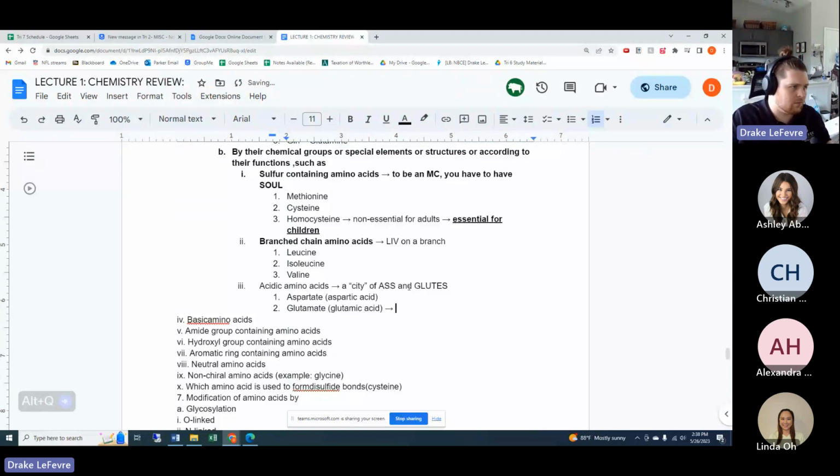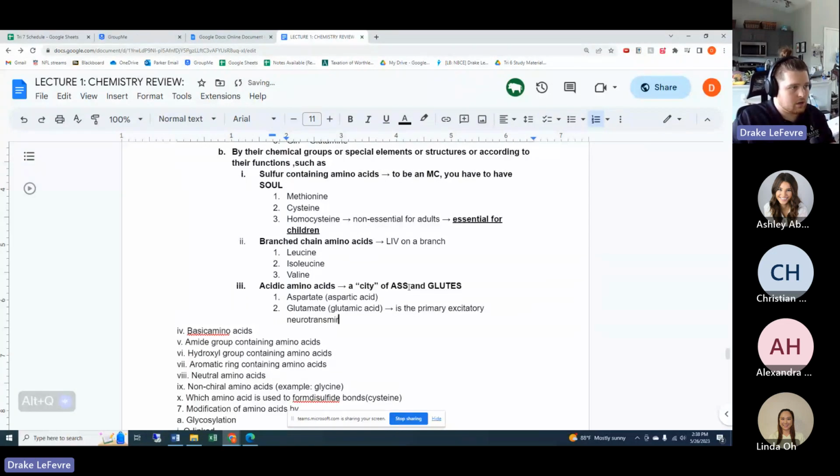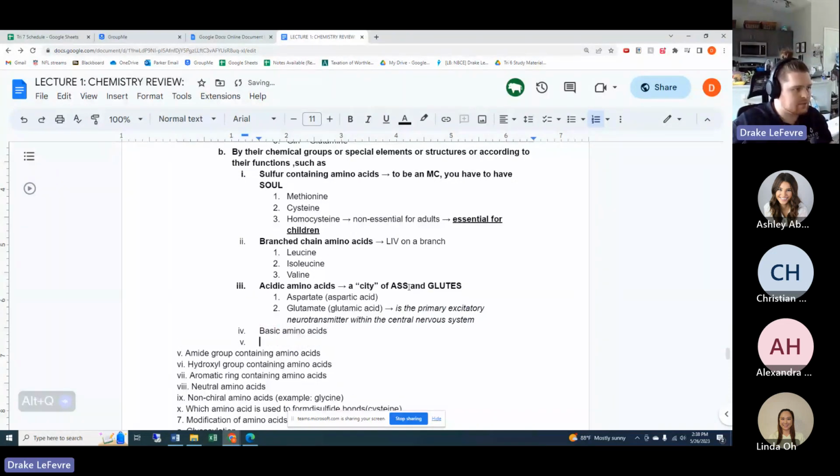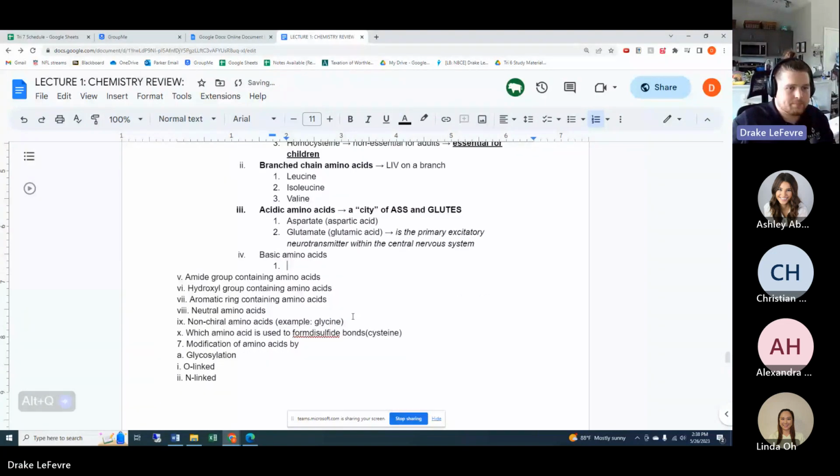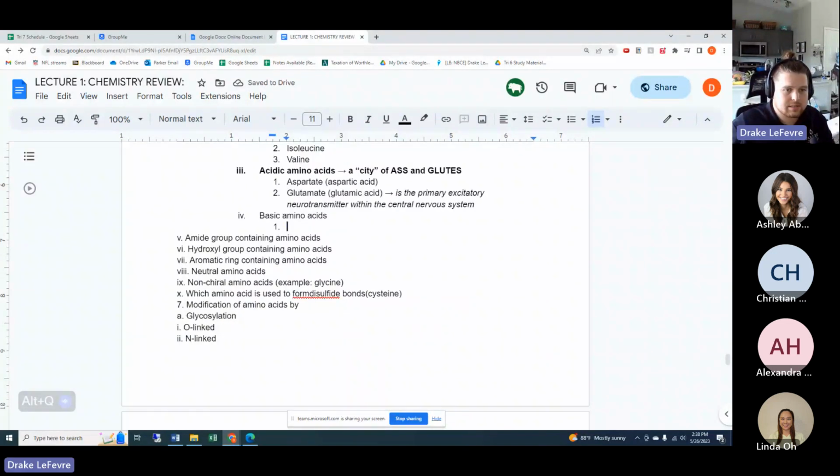This isn't for way later on down the road, but a good thing to know is that glutamate is the primary excitatory neurotransmitter within the central nervous system. That will get brought up a lot in future classes. Not for a while for you guys, but it's a good thing to remember now. Might as well expose you to it now. Okay, our basic amino acids.